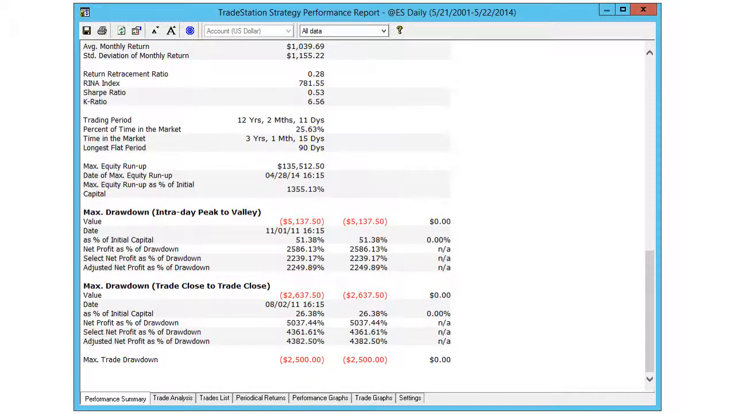Okay, so the drawdown was about $5,000 intraday and about $2,600 peak or close to close. Those are pretty good drawdowns. I like seeing this 5,000% net profit as percent of drawdown. That number lets me know that the drawdown was very small compared to the total profit in backtesting. 5,000% is very good, and intraday was about 2,500%, as you can see right there. So it made a lot of money for how little it drew down.